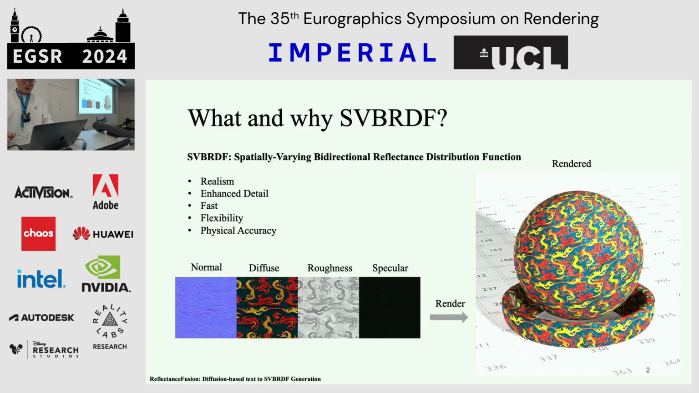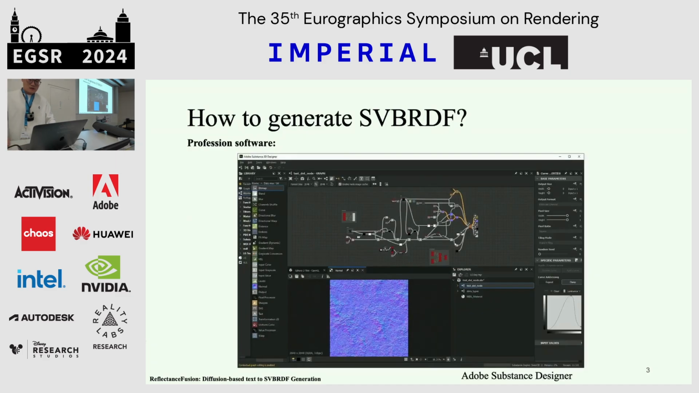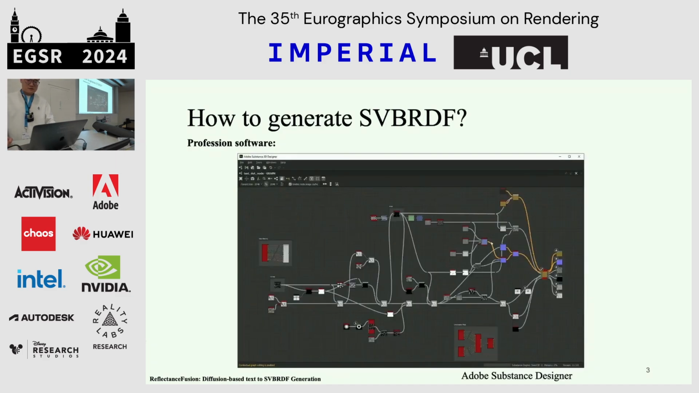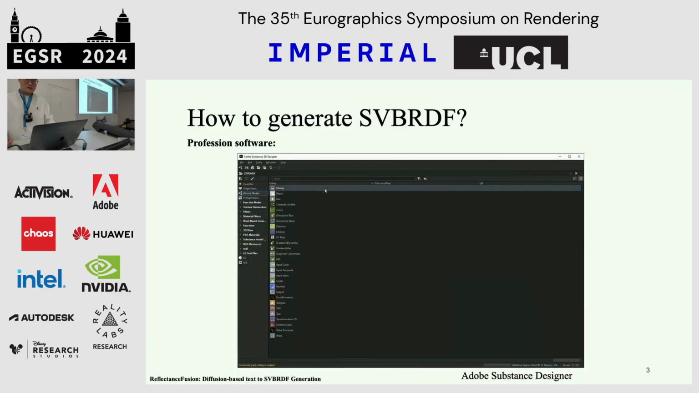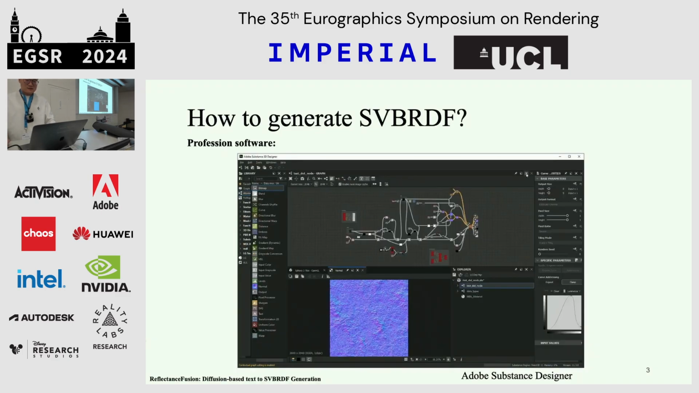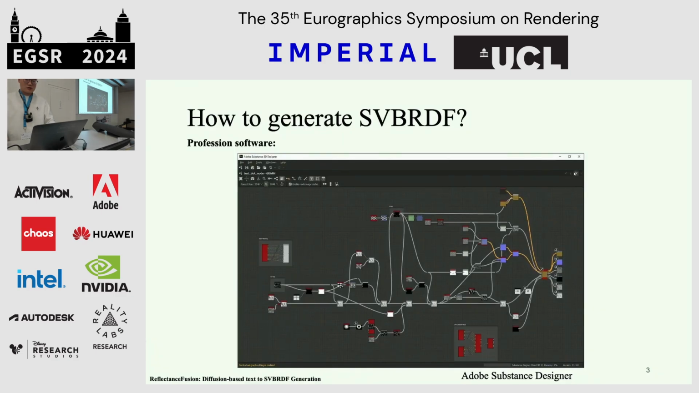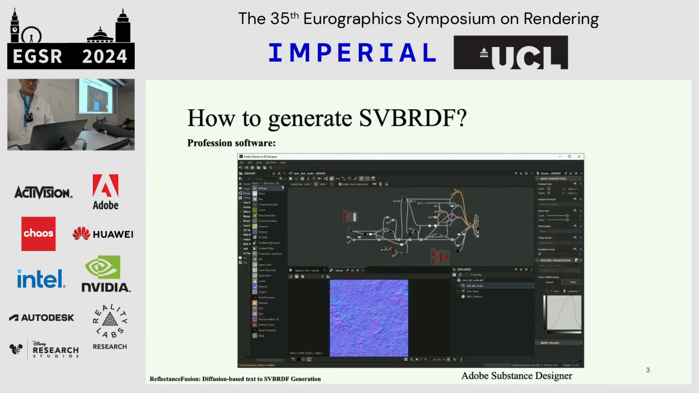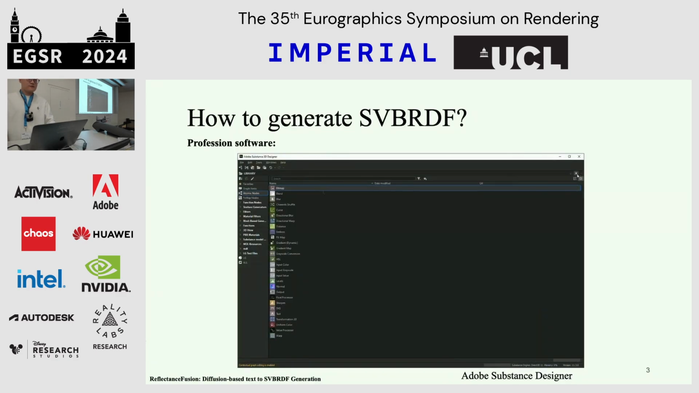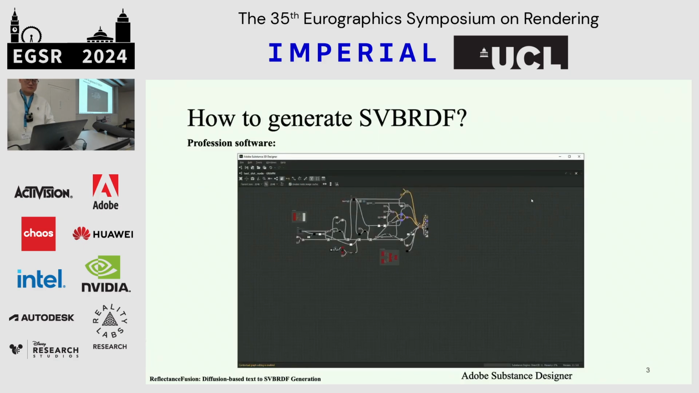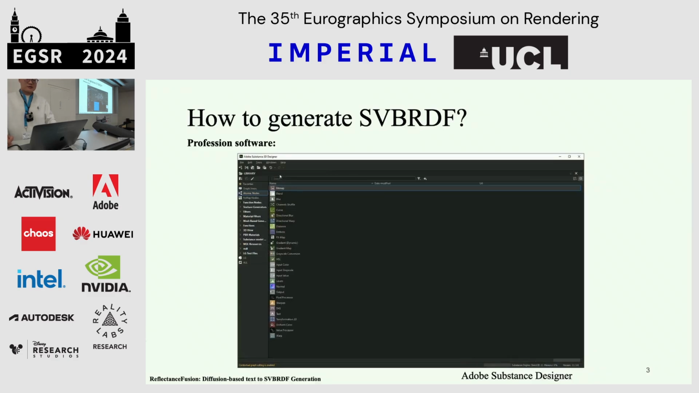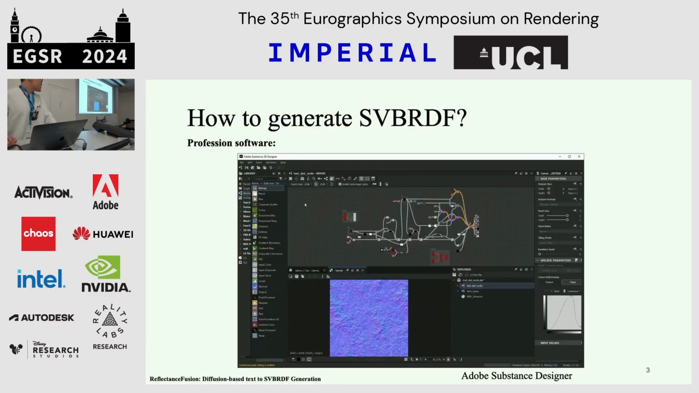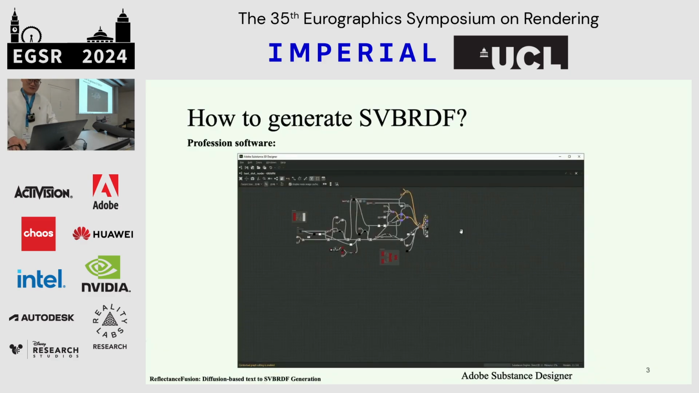The question remains, how do we actually generate or query these SVBRDF maps? There are several professional software packages available for designing SVBRDFs, including Substance Designer, 3ds Max, and others. However, it's important to note that the operation of these tools is complex and demands a certain level of professional knowledge and skills. This image demonstrates how Substance Designer designs a material using a node graph. It looks a little bit complex.